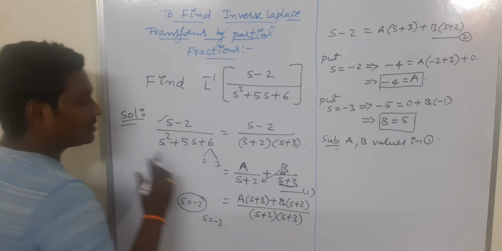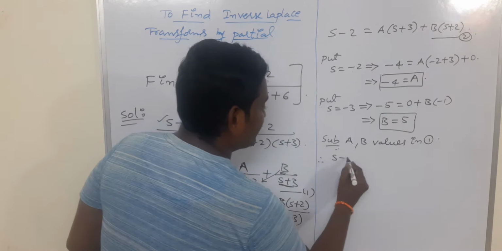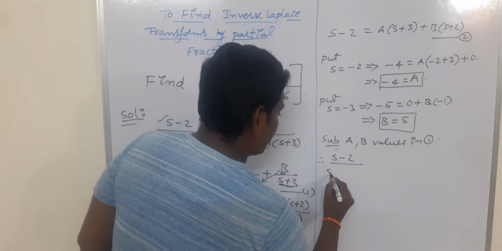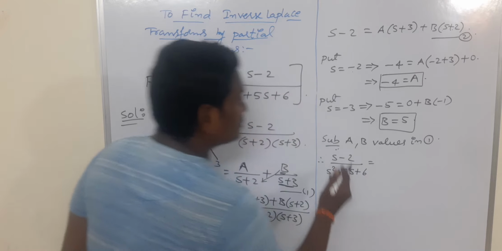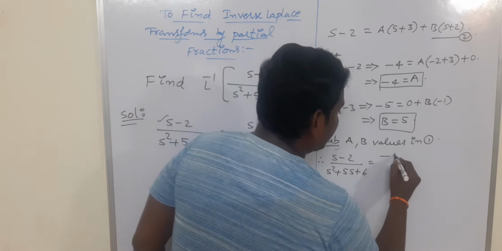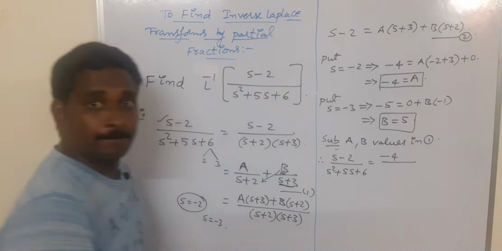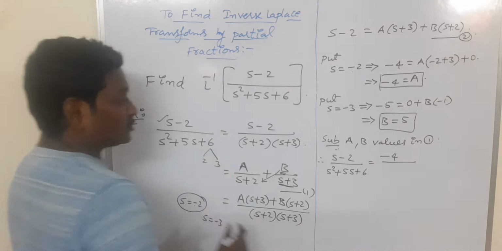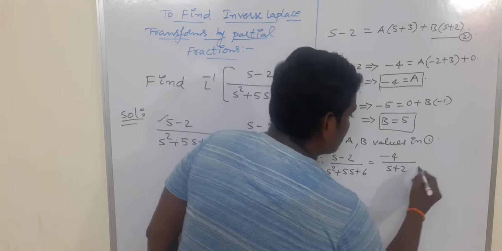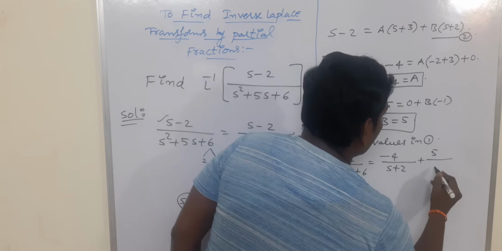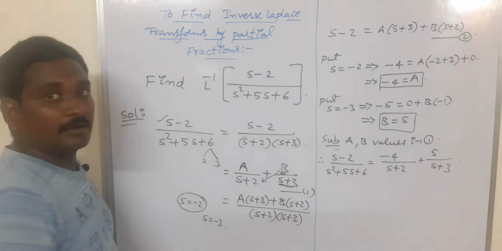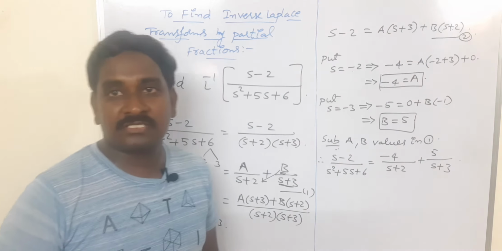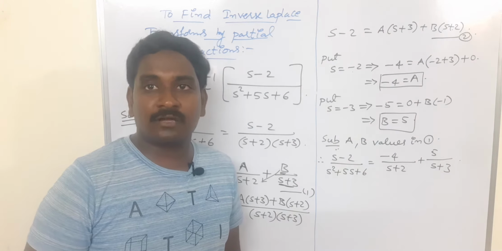In equation number 1, you will get (s minus 2) by (s square plus 5s plus 6) is equal to a value, which is minus 4, by s plus 2, plus b value, which is 5, by s plus 3. Okay. Now take L inverse on both sides. In this way we can separate the terms.